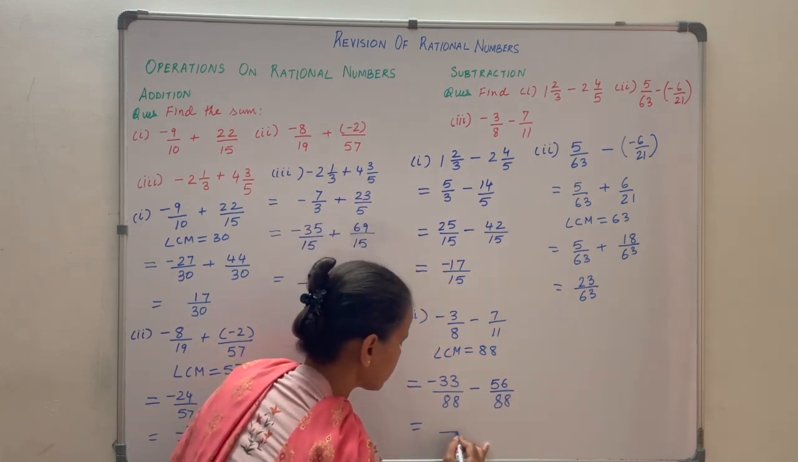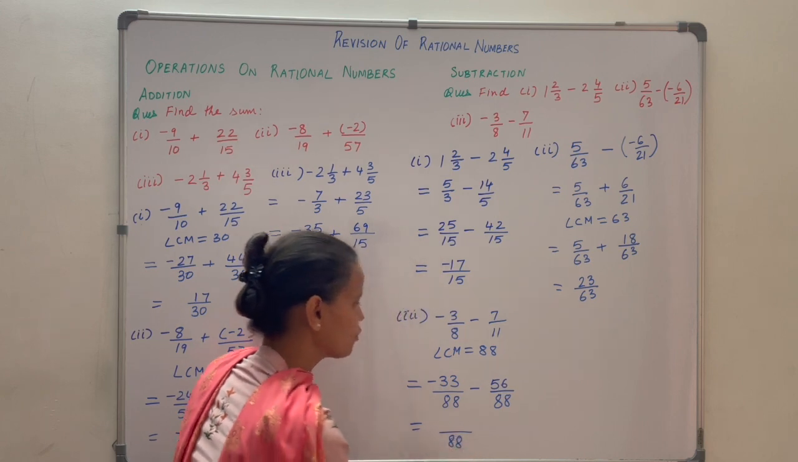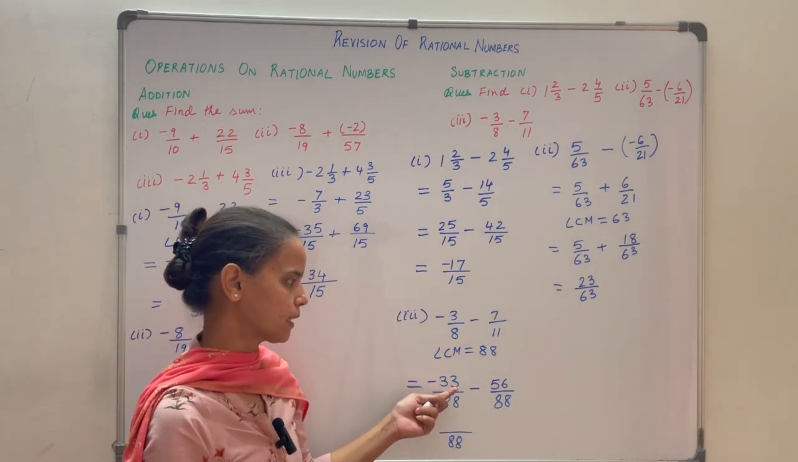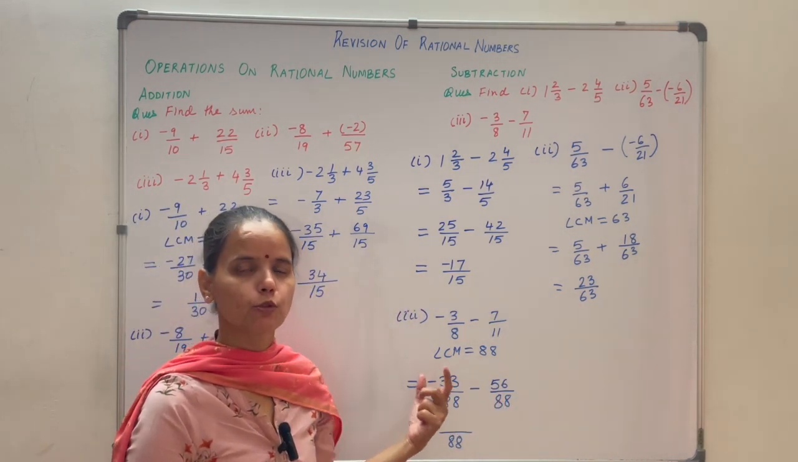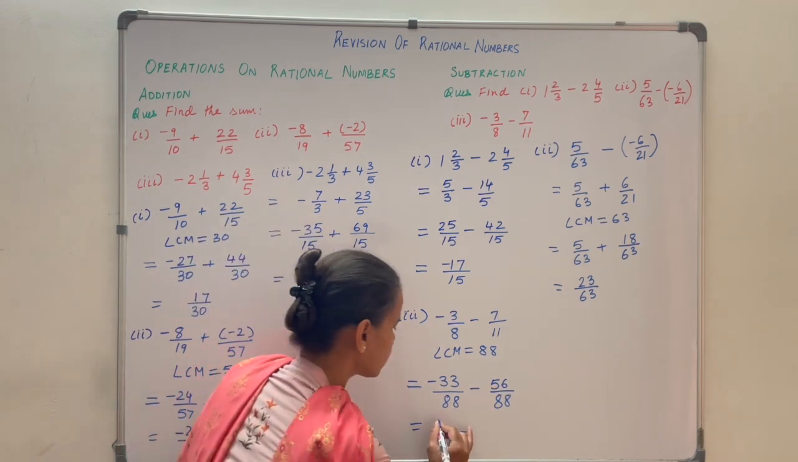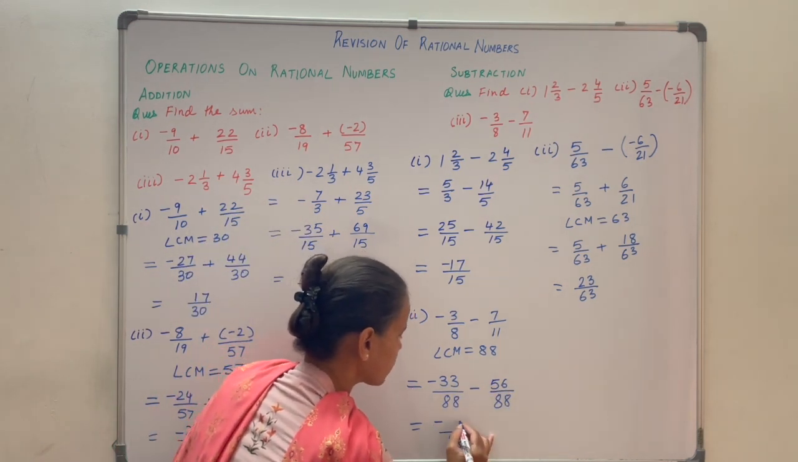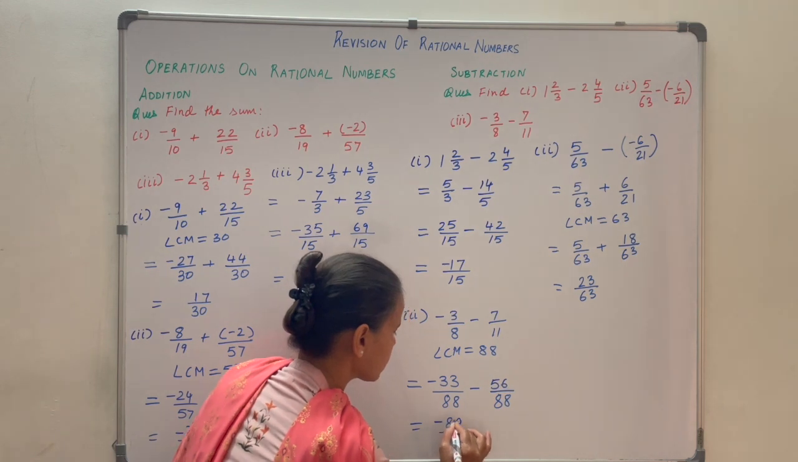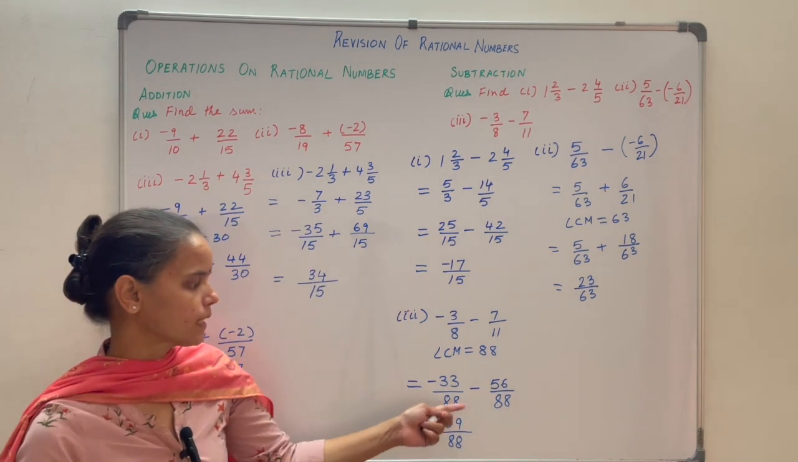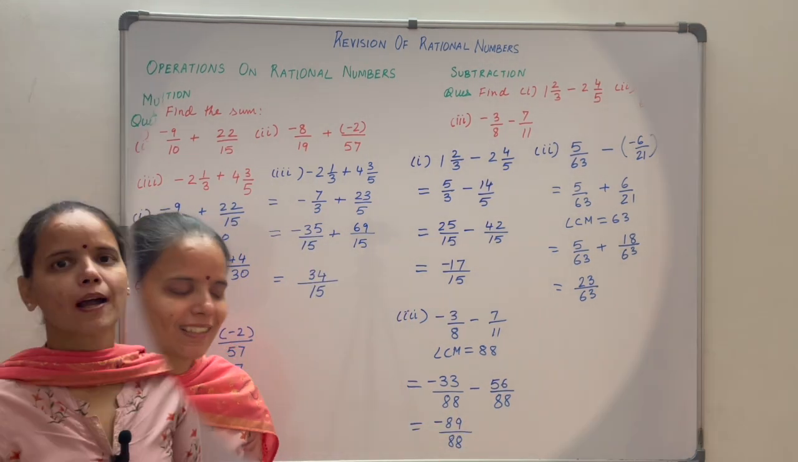So denominator is 88 and in numerator you have got minus 33 minus 56. So both are negative, so the result is negative. So 6 plus 3 is 9, 5 plus 3 is 8. So the answer is minus 89 upon 88.